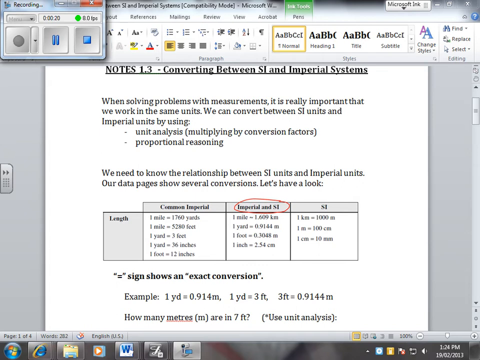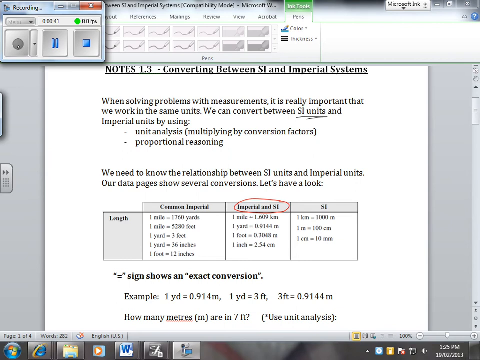Now this is especially important in Canada because we are officially using the SI system, but unofficially we often use imperial units. And so things like weight we often give in terms of pounds, and height we normally give in terms of feet and inches instead of centimeters, which is what would be correct for SI units.